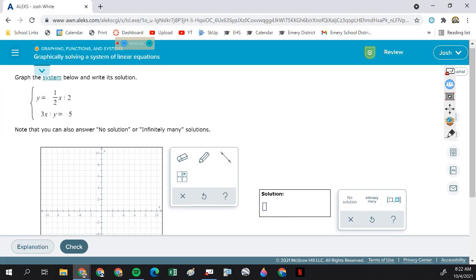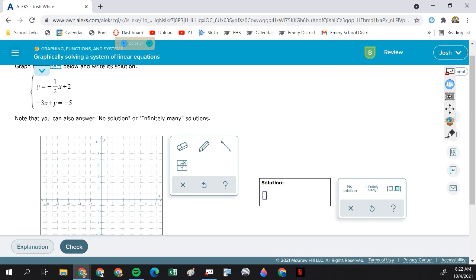Okay. Here, we need to graph both equations to get the solution. So I'm going to come over to my computer because it's hard to graph from the board. So -1/2 x plus 2. So I need to start at y equals 2, and the slope is down 1 over 2. What about the other equation?